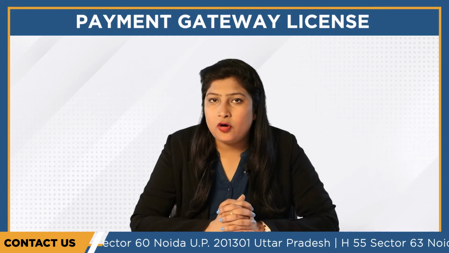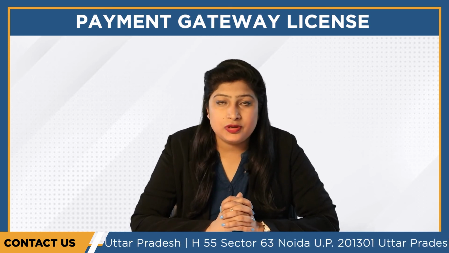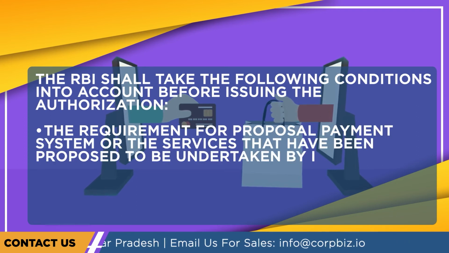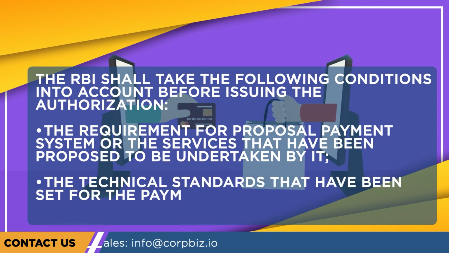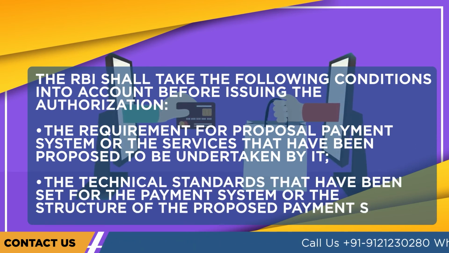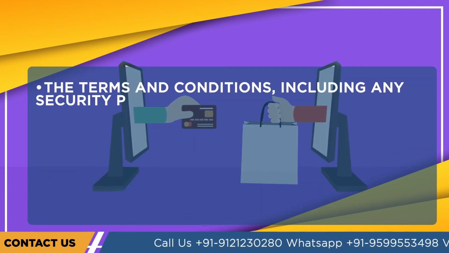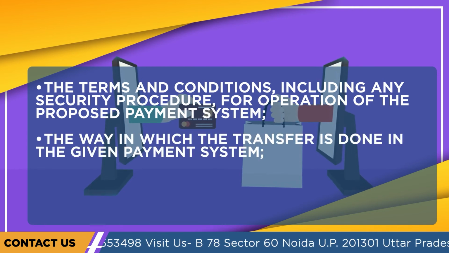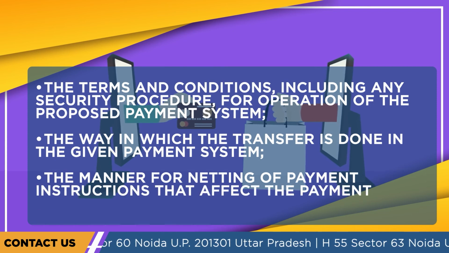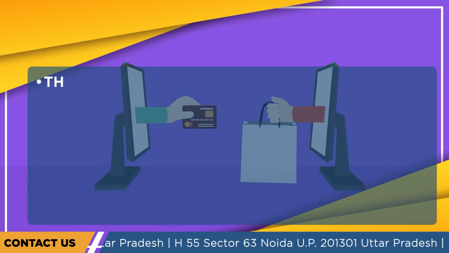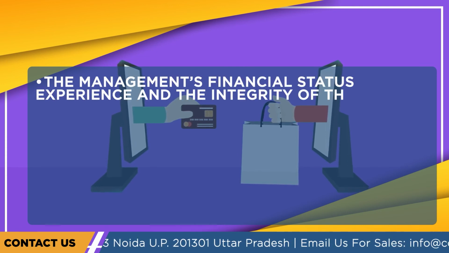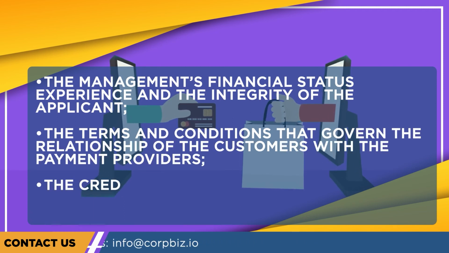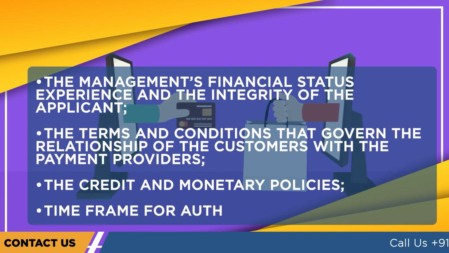Step 3. The RBI shall take the following conditions into account before issuing the authorization: the requirement for the proposed payment system or the service proposed to be undertaken by it, the technical standards set for the payment system or the structure for the proposed payment system, the terms and conditions including any security procedure for operation of the proposed payment system, the way in which the transfer is done in the given payment system, the manner of netting of payment instructions that affect the payment obligation under the payment system, the management, financial status, experience and integrity of the applicant, the terms and conditions that govern the relationship of the customer with the payment provider, credit and monetary policy, and the time frame for authorization.